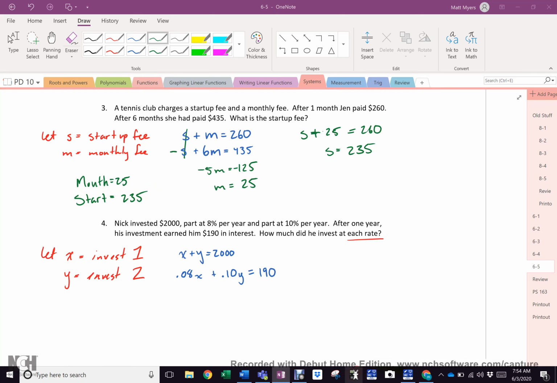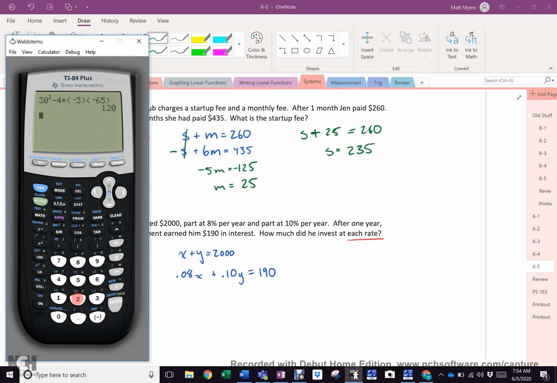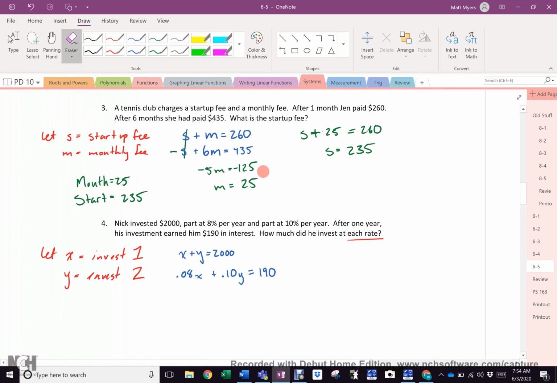I got to check that. I was doing that math in my head. 260 minus 435 is negative 175. Myers, dummy. 175 divided by 5 is 35. So S plus 35, sorry about that, ladies and gentlemen, equals 260. So S equals 225. There we go. And I did that by elimination.